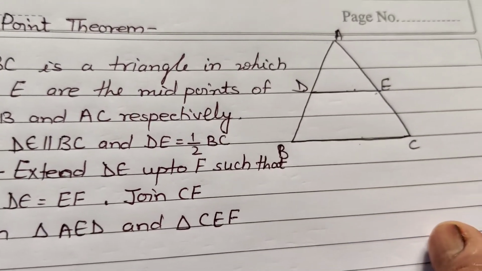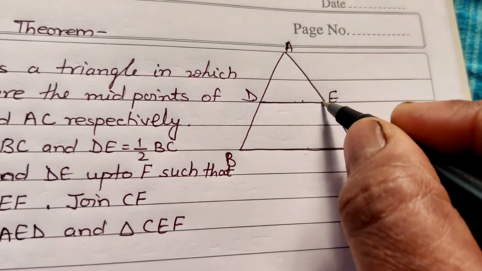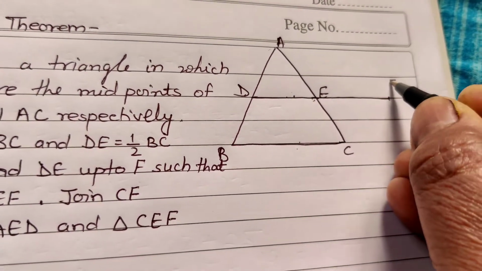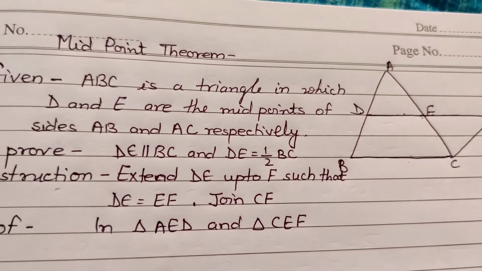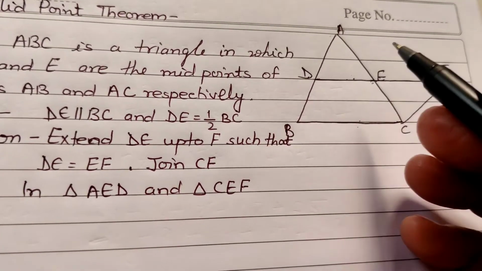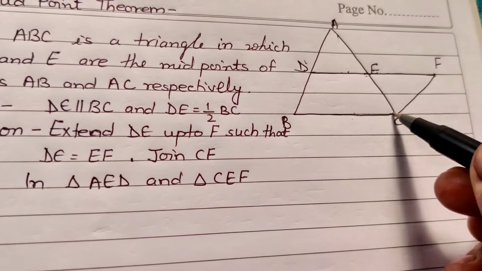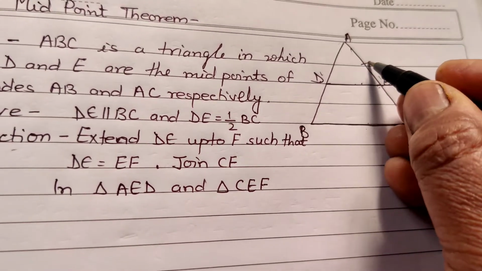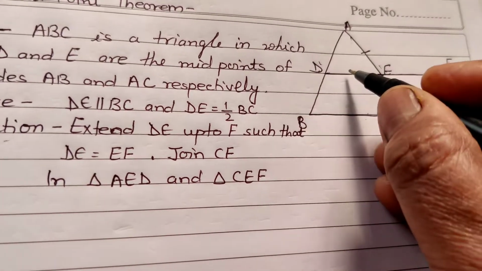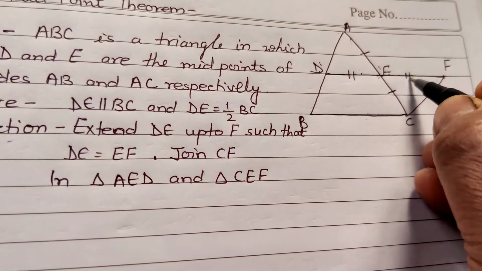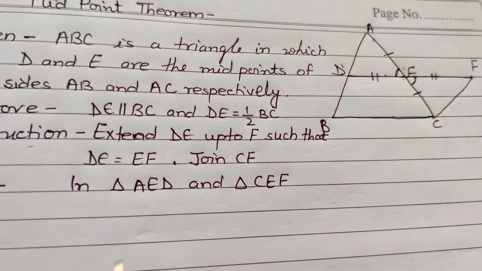Construction: extend DE up to F such that DE equal to EF, and join CF. Now the proof. In triangles AED and CEF, the first is AE equal to EC because E is the midpoint of AC. DE equal to EF by the construction, and the vertically opposite angles are equal.